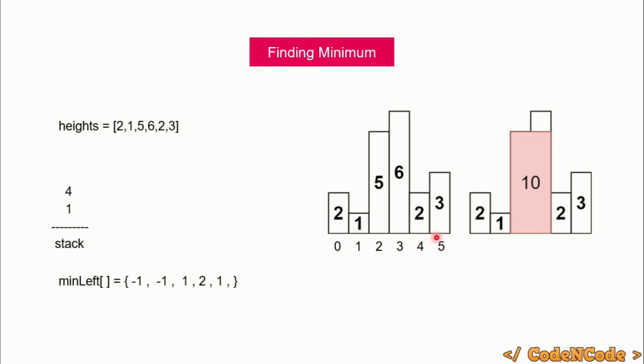So the same way you are going to process for 5. So you got the idea how to calculate min left, right? The same way you will process for 5 as well. I have not completed that.